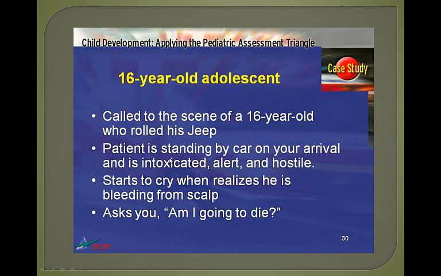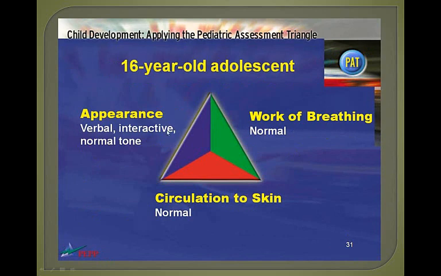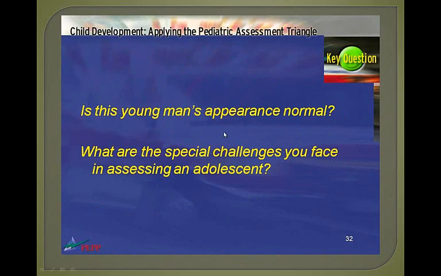You have a 16-year-old adolescent. You're called to the scene of a 16-year-old who rolled his Jeep. The patient is standing by the car on your arrival and is intoxicated, alert, and hostile. He starts to cry when realizing he's bleeding from his scalp, asking you, "Am I going to die?" You have a normal appearance, a normal circulation of the skin, and a normal work of breathing. Is this young man's appearance normal? Yes.